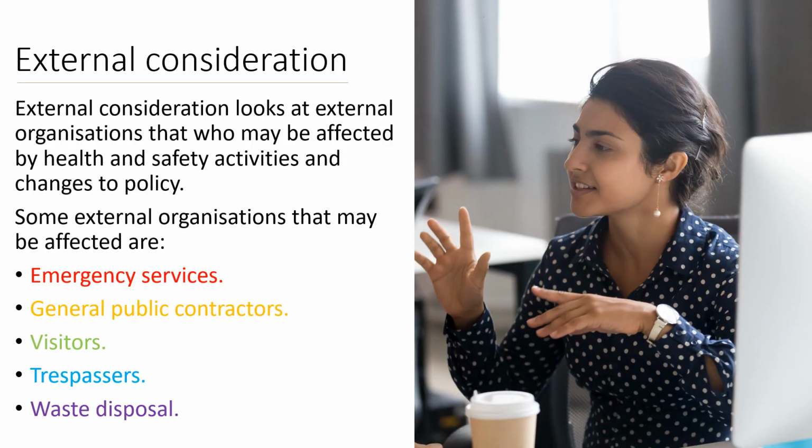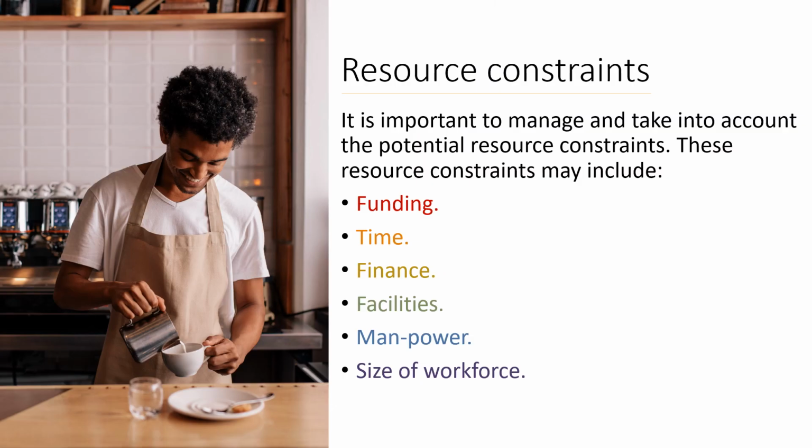External consideration. External consideration looks at external organizations who may be affected by health and safety activities and changes to policy. Some external organizations that may be affected are emergency services, general public, contractors, visitors, trespassers, waste disposal. Resource constraints. It is important to manage and take into account the potential resource constraints. These resource constraints may include funding, time, finance, facilities, manpower, size of workforce.